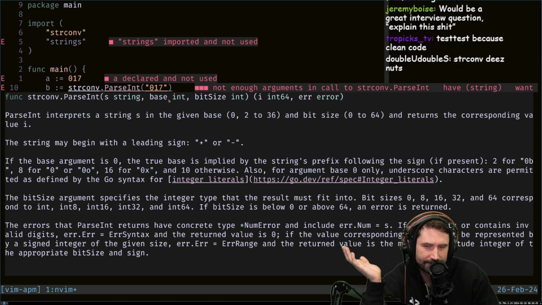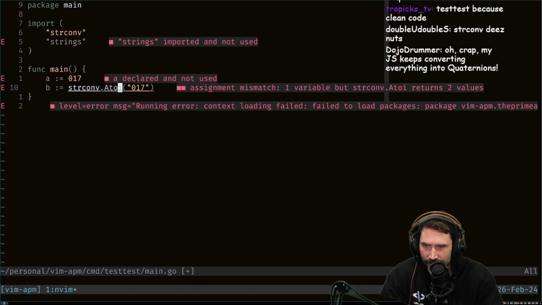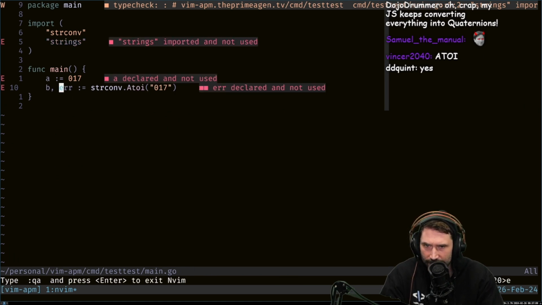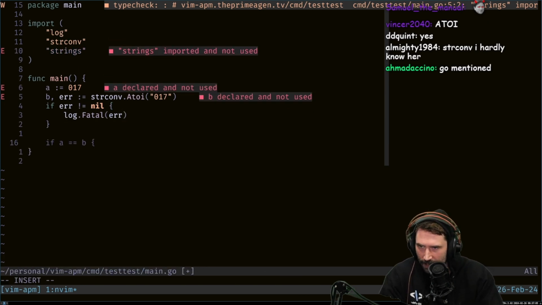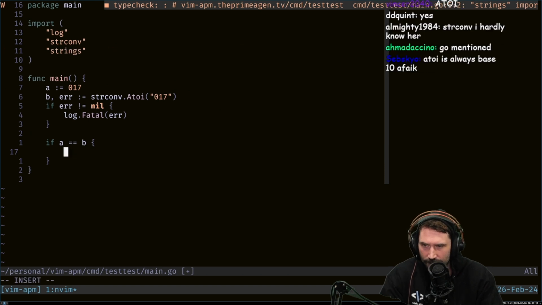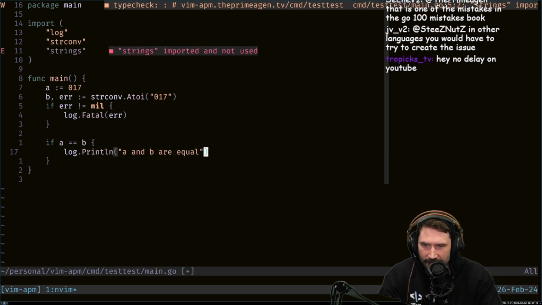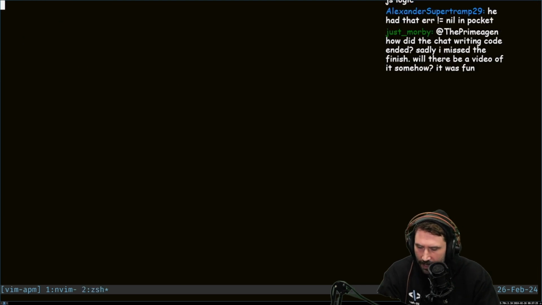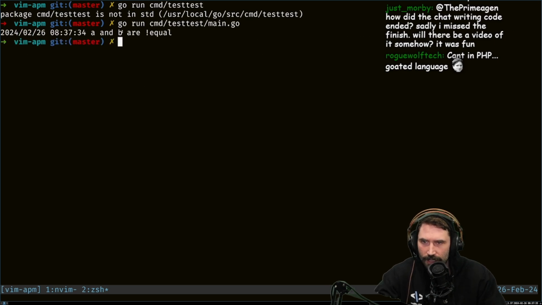You already have a base, right? So you actually literally can't run into this in Go. Is there an Atoi? They do have Atoi. So this one you possibly could. Let's find out. Put that in there. Log fatal. There you go. Then log println, A is equal to B, else. There we go. And do that. Go run command test. Whoopsies. A and B are not equal.